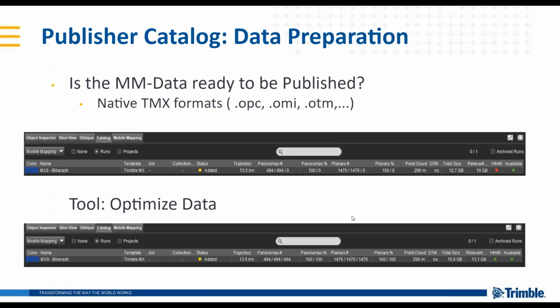In TMX Publisher, we use the desktop application, the so-called Publisher Catalog, to prepare our data. All the mobile mapping data should be in the native TMX format to be published. For example, for the point cloud, an OPC file format is required, and for the images, an OMI format is required.